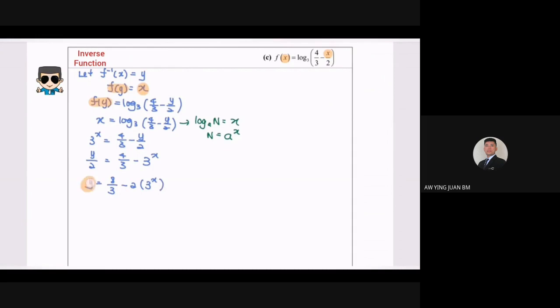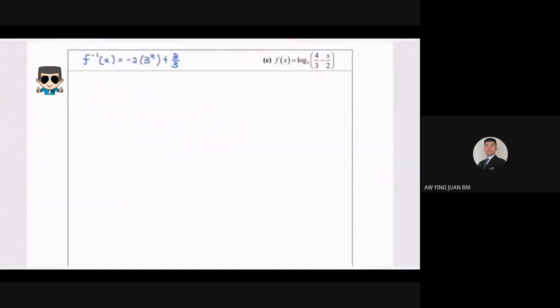Then y actually is equal to f inverse x. So finally, f inverse x is equal to negative 2 bracket 3 to the power of x plus 8 over 3. So now we have the inverse function. Regarding the domain for the inverse function, it would be negative infinity until infinity, because this is the exponential function.